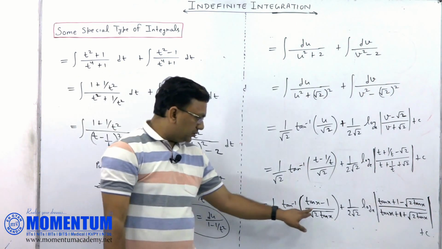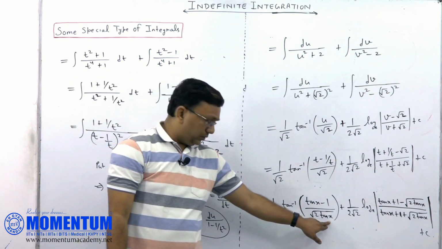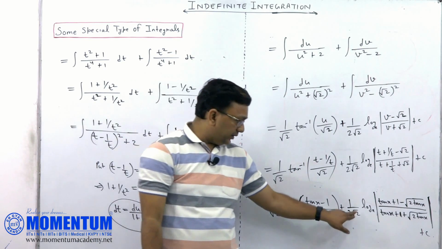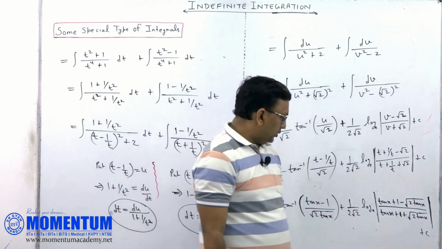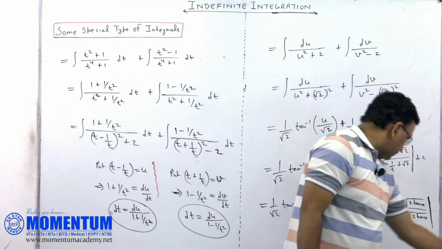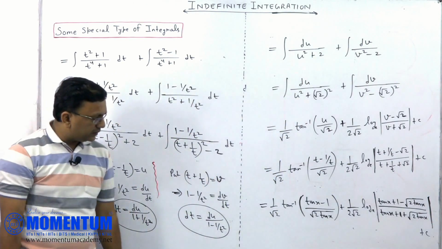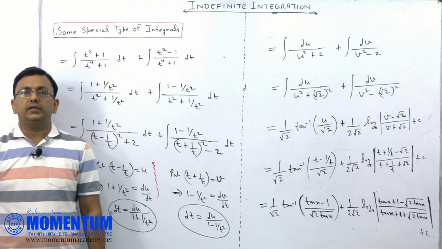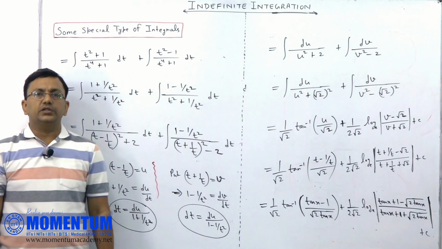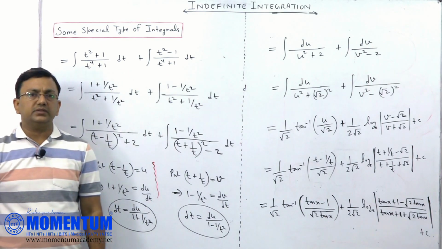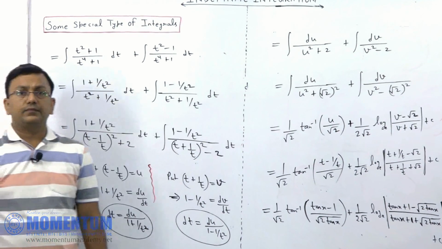1 by root 2 tan inverse of tan x minus 1 by root over 2 tan x, plus 1 by 2 root 2 log over mod of tan x plus 1 minus root over 2 tan x divided by tan x plus 1 plus root over 2 tan x. Clear? So that was special integral number 5.